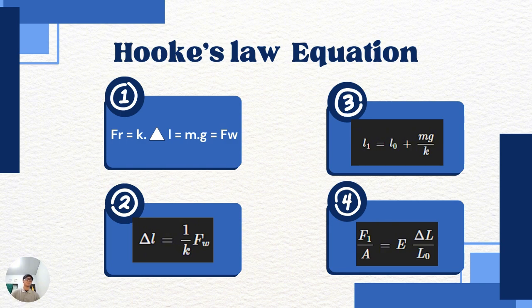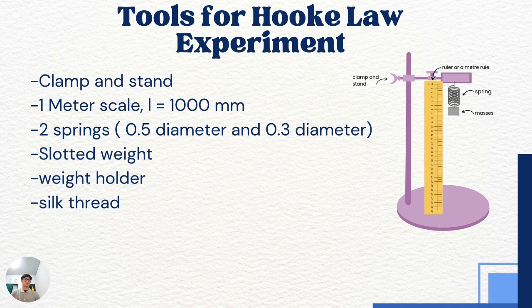Now, we're going to tell you about the tools that we use for the Hooke's law experiment. First, we use a clamp and stand to hold the ruler up. Second, we use a meter scale, 1 meter in millimeters, which means it's 1000 millimeters. We use 2 springs and silk thread. The first spring has 0.5 meter in diameter and the second 0.3 meter in diameter. Third, we have slotted weight. Fourth, we have a weight holder.